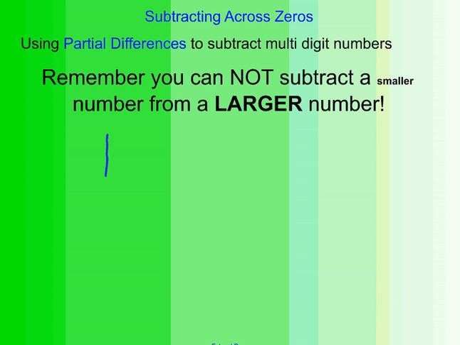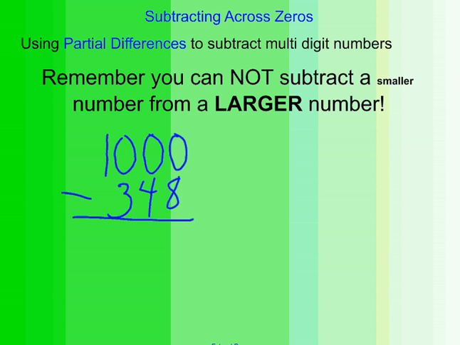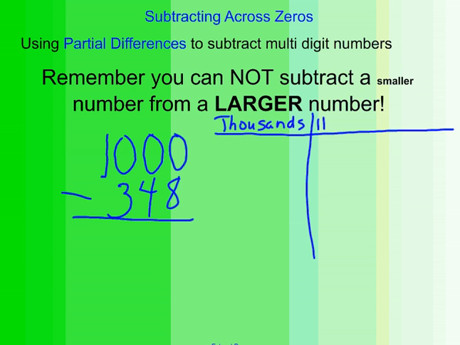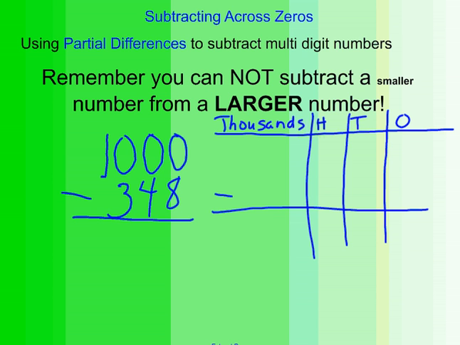I have 1,000 take away 348. I'm going to expand my number. So I know I have 1,000. That's my thousands place. I'm going to put an H for my hundreds. I'll put a T for my tens and an O for my ones. And I'm going to draw a line here. Put my subtraction sign. I'll start with my thousands. I have 1,000, 0 hundreds, 0 tens, 0 ones.